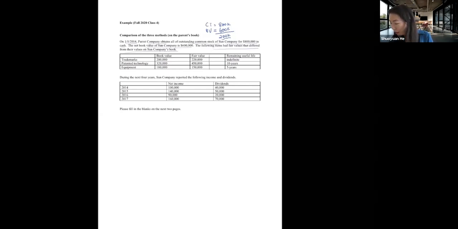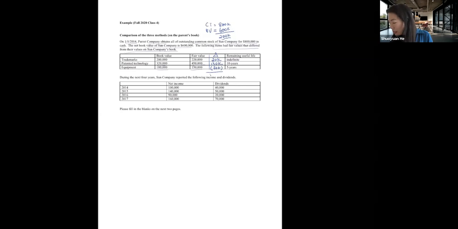We have trademark, book value 200,000, fair value, sorry, fair value is 220,000. So the difference is 20,000. Patented technology, book value 320, fair value 450. So the difference is 130,000. Equipment, book value is 180, fair value 150. So the difference is negative 30,000.